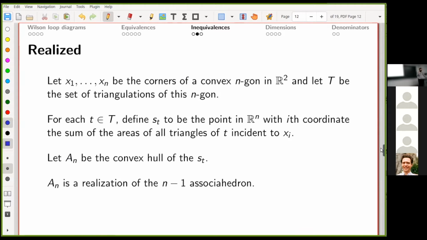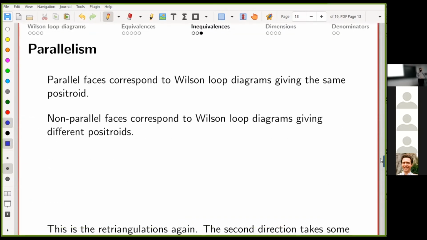All right, so we're just taking a convex hull of these area vectors, sort of thing. Anyway, what is the point? The point is now, by the retriangulation rule that I said before, you can look at what it means to be an equivalent Wilson loop diagram.